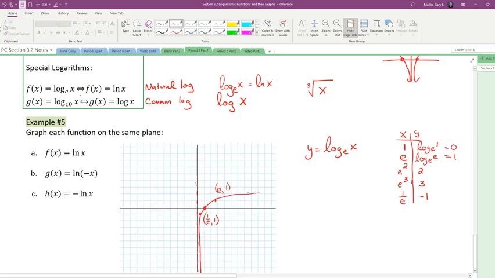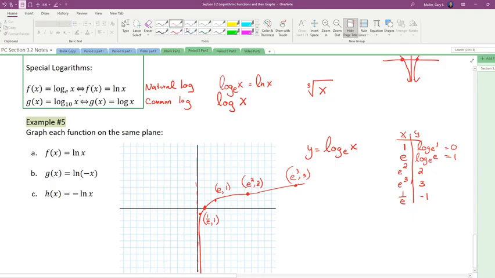How do I know what my next point is? It's going to be over e squared and up 2. Next point after that, it's going to be a lot further away. It's going to be e cubed, 3. E to the 10th, 10.